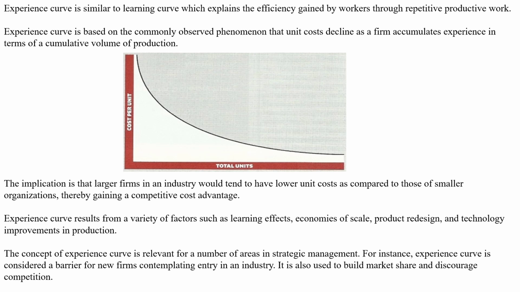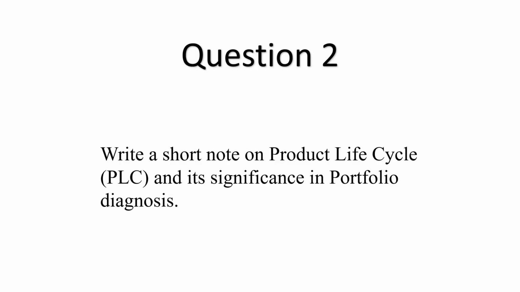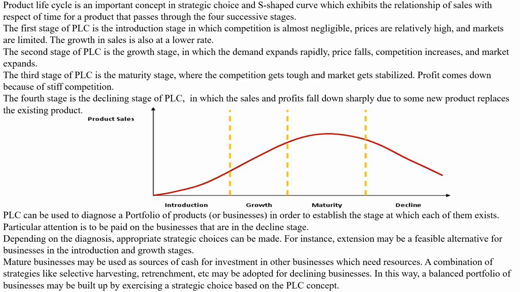Now, second question is write a short note on PLC, product life cycle, and its significance in portfolio diagnosis. Product life cycle is an important concept in strategic choice. It is an S-shaped curve which exhibits the relationship of sales with respect to time for a product that passes through four successive stages. The four stages are introduction, growth, maturity, and decline.